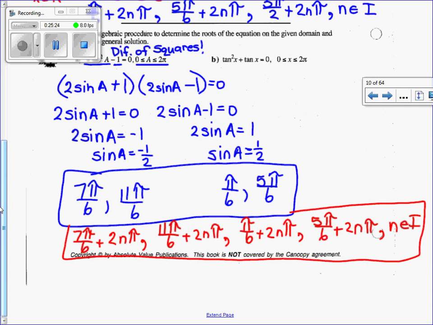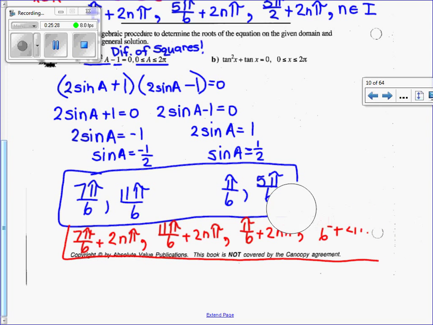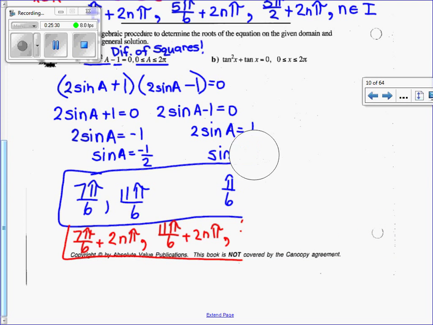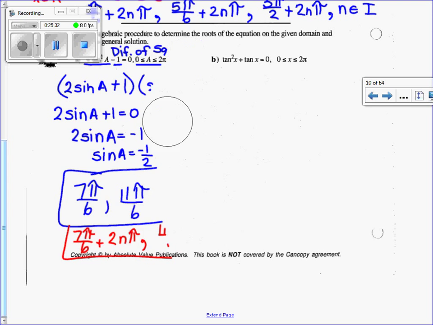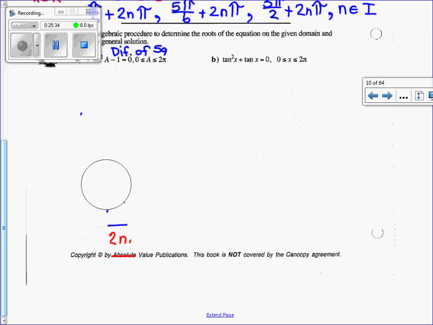All right. Last one on this page. So I'm just going to erase this. I just need the space. This is a tan equation, so right away I'm going to remember that the period is only pi.